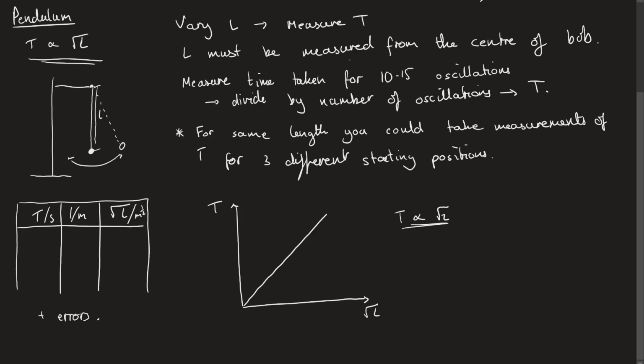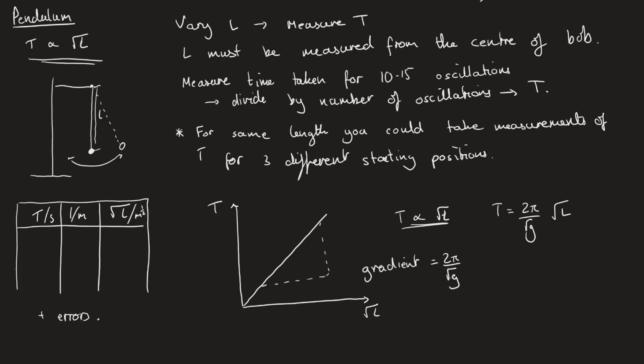Now, I said by measuring L in this way, you can actually prove the full equation, because if we have used this from the equation, it means that 2 pi over root g is actually the gradient. So therefore, I can take the gradient of this, and the gradient should equal 2 pi over root g, which is a constant because the gravitational acceleration of Earth is constant. So you should find that it doesn't matter what group in your practical or your class do this, the gradient of everything should always be the same.